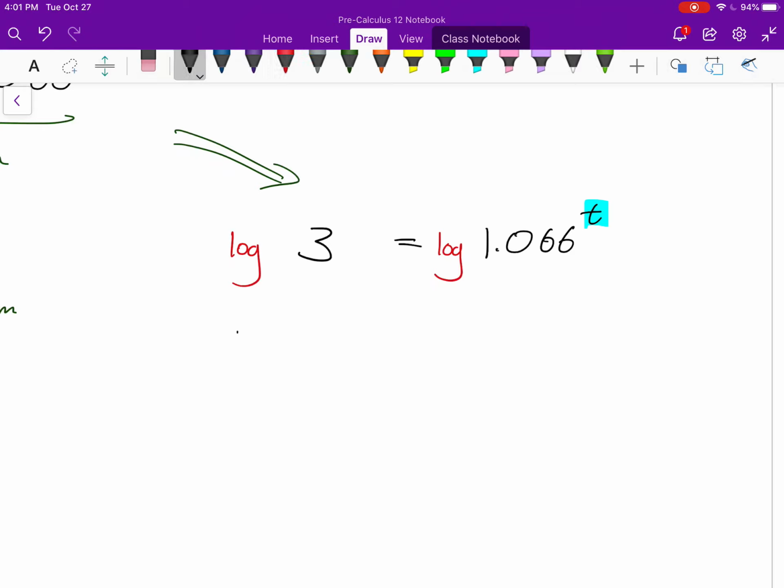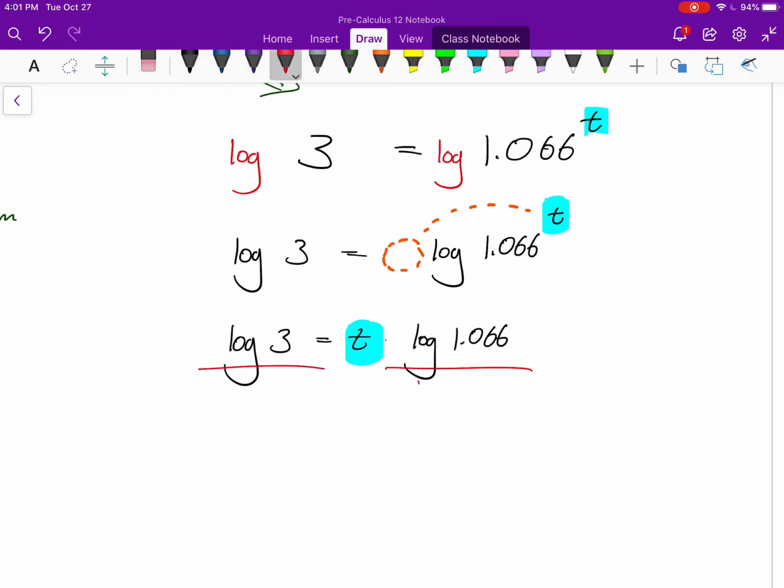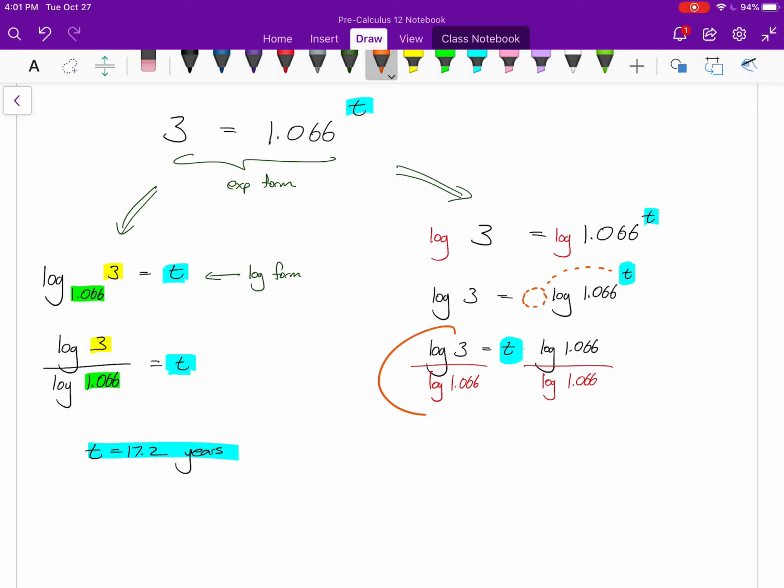And so what's the point of this? Well, if I write this now as the log of 3 equals the log of 1.066 to the power of t, that t I can now write using the power law as an exponent, as a coefficient right there. And so I get the log of 3 equals t times the log of 1.066. And now to solve for t, all I got to do is divide both sides by the log of 1.066, which, not surprisingly, is the exact same thing I have right there. So there's really no point in me continuing this, because at this point I can see that t is going to equal the log of 3 divided by the log of 1.066, which is exactly what I had there.